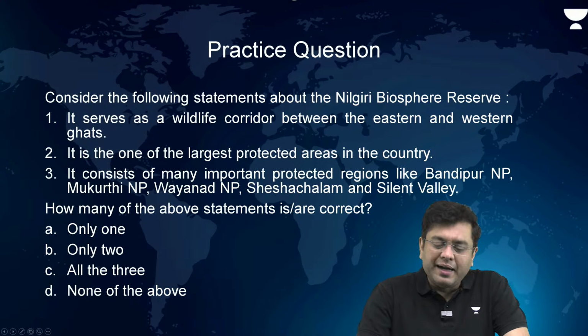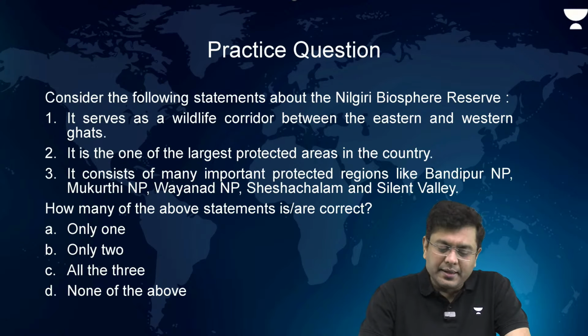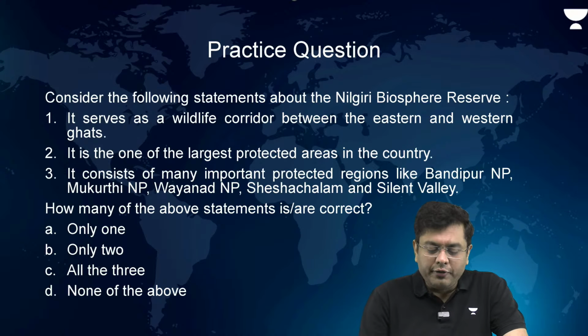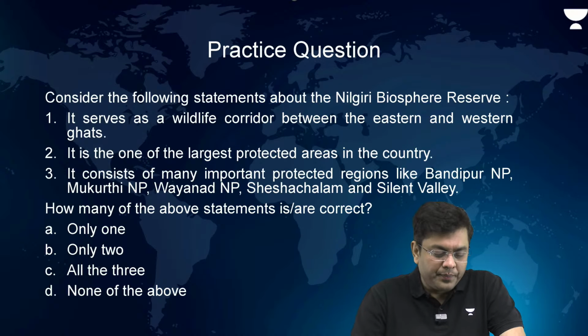So here, consider the following statements about the Nilgiri Biosphere Reserve. It serves as a wildlife corridor between the Eastern and the Western Ghats. It is one of the largest protected areas in the country. It consists of many important protected regions. How many of the above statements is or are correct? What do you think in this? How many of them are correct?